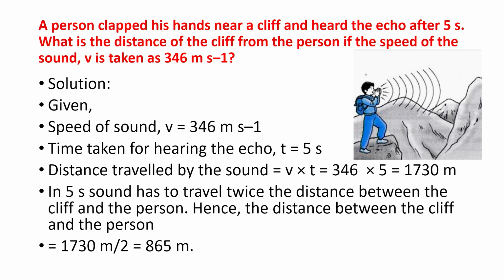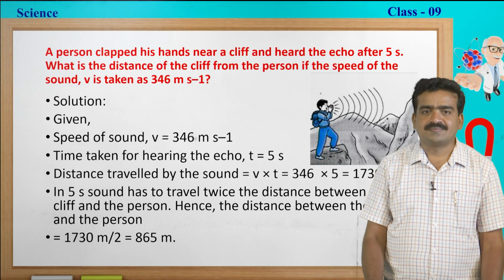Sound has to travel twice the distance between the cliff and the person, hence we have to take half of the distance. So, the distance between the cliff and the person will be equal to 1730 meters divided by 2, which is equal to 865 meters. That is the distance between the cliff and the person.